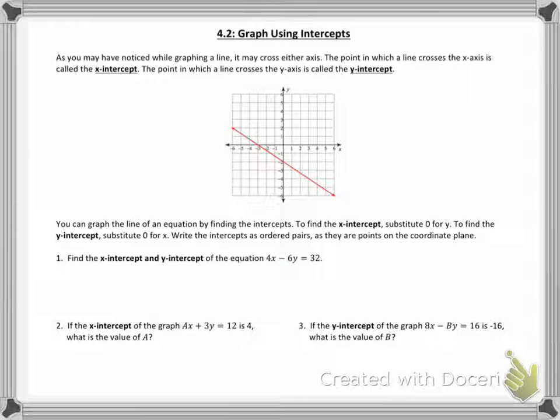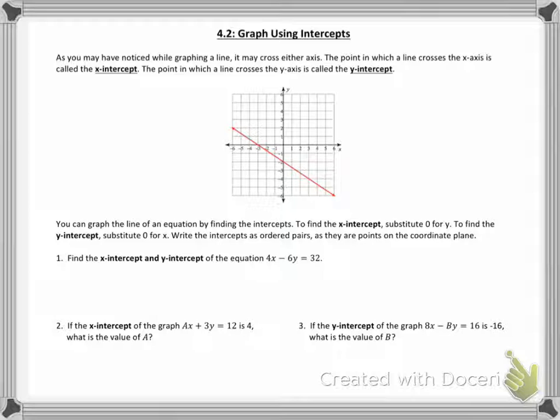Hi everyone, this video is going to walk you through the second lesson of Unit 4, which talks about how to graph lines by using and finding x and y intercepts. So as a quick review, if you look at the top of the screen, x-intercept is where a line crosses the x-axis, while y-intercept is where the line crosses the y-axis.